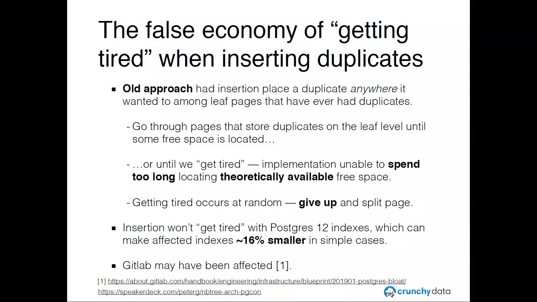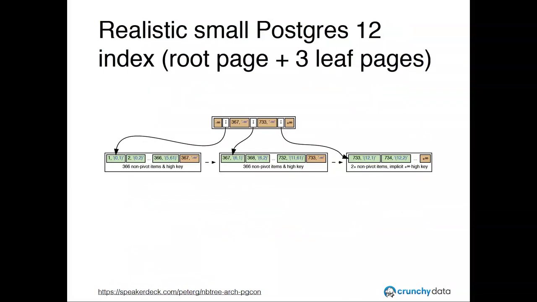Also, GitLab seemed to have been affected by bloating on non-unique indexes with lots of dupes. There's a URL here to a blog post. I strongly suspect that particular edge case has basically been addressed by this, and were they to try the same workload on Postgres 12, they'd find the problem had gone away. So if you want to drill down on how it affects particular indexes, that's actually a good resource to go to. This is a realistic small Postgres B-tree.